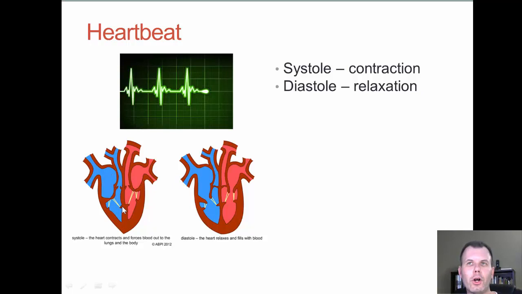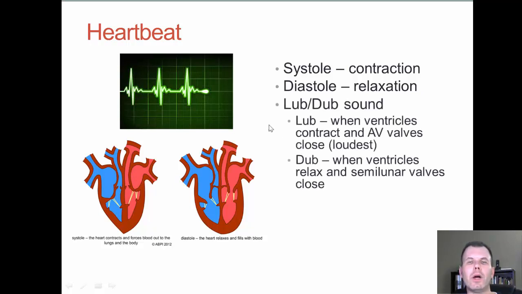You squeeze the heart, and that gives you this wave, and then the release gives you this pause and the relaxation. And so that's what you're seeing. If you listen to the heart through a stethoscope, or if you're taking your pulse, you might hear the lub-dub. The lub is when the ventricles contract and the AV valve closes. That's the loudest part. So what you're hearing is not the heart squeezing, but the valves opening and closing. The lub is when the AV valve closes.